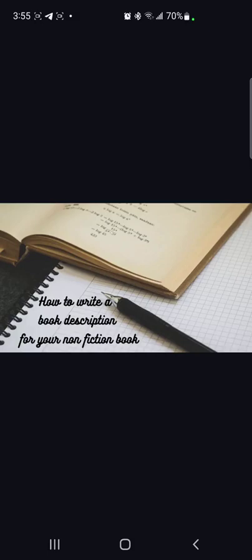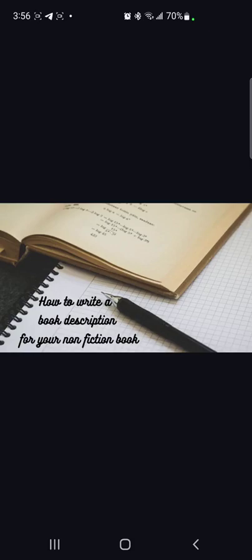Now, what is a book description and how important is it in your publishing journey? A book description for me can be likened to a sales page. A sales page is a page that tells people more about your product. If you're into marketing, then you know what a sales page is. So a book description is something similar to that, because it's telling people what your book is about and why they should get it.